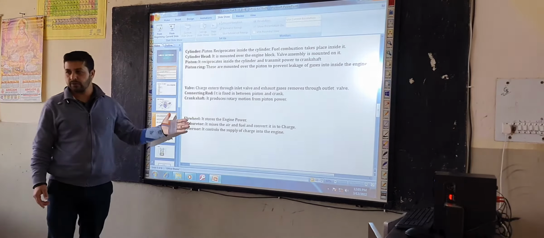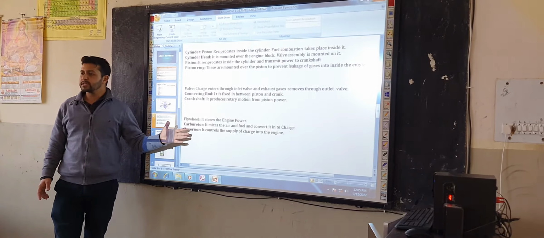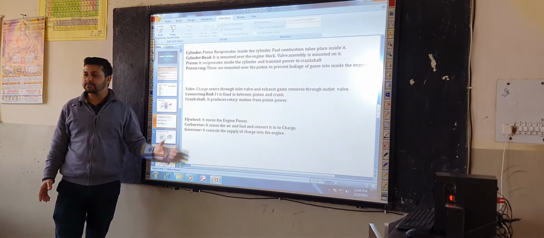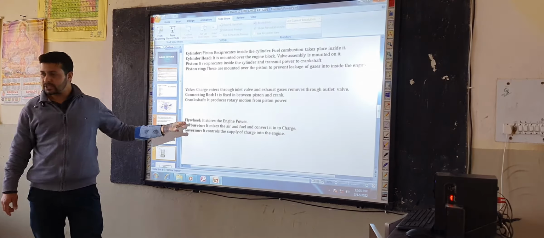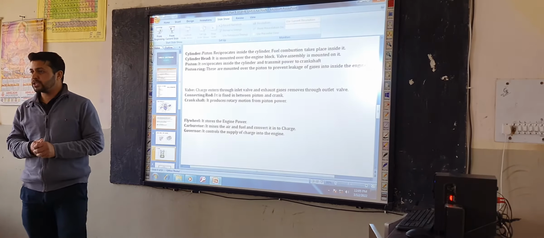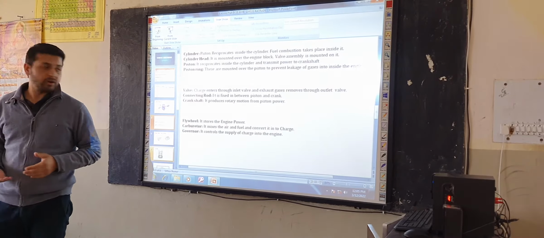And next one is flywheel. What is the function of flywheel? Flywheel is mounted with the engine and is connected with the crankshaft. Its function is to store the energy of engine.